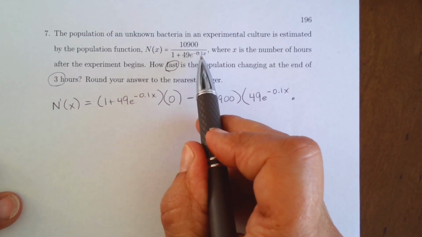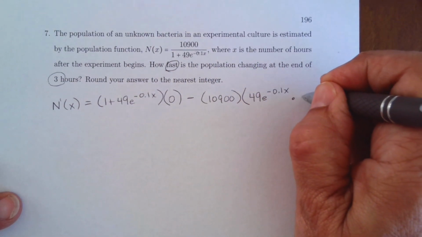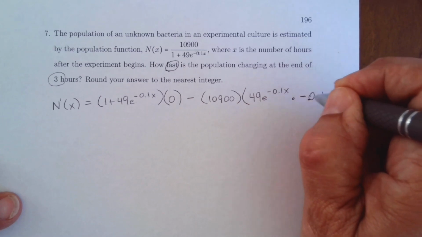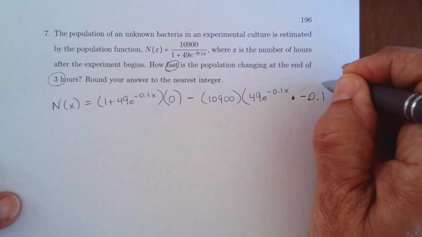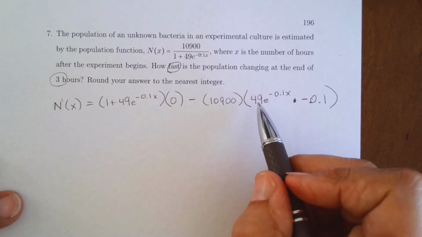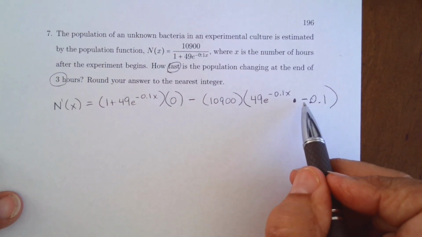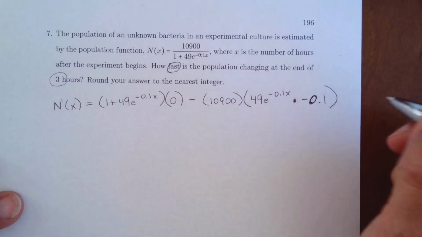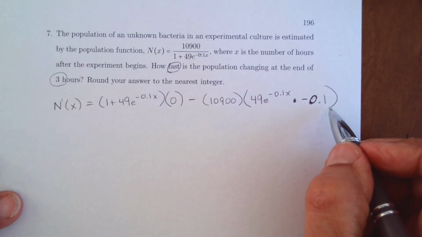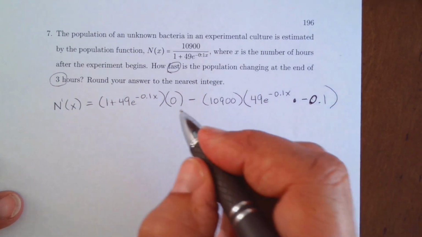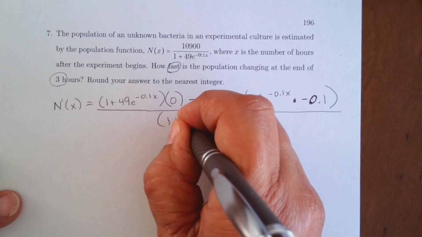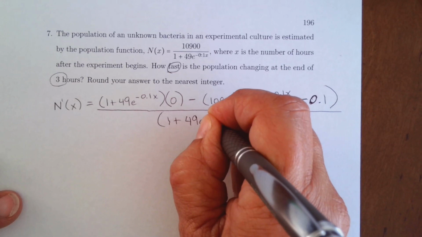Derivative of negative 0.1x is just negative 0.1. That's a times sign. Oh boy, that makes it look really bad. Okay, so this is times a negative 0.1. Okay, all right, so that's the derivative of the exponent. All over the bottom squared.